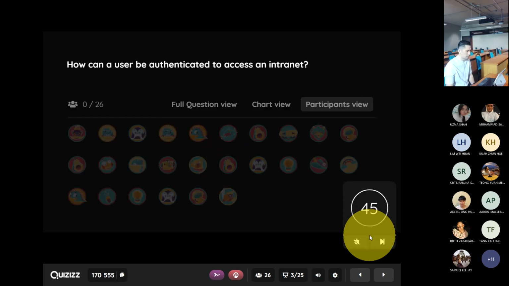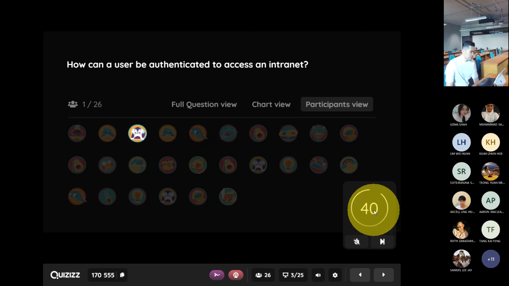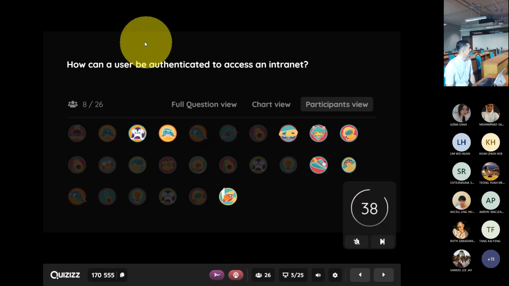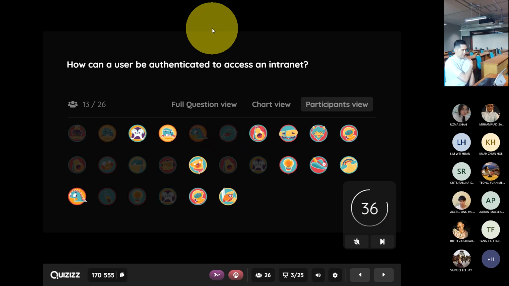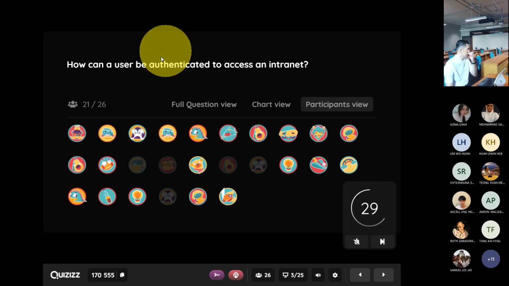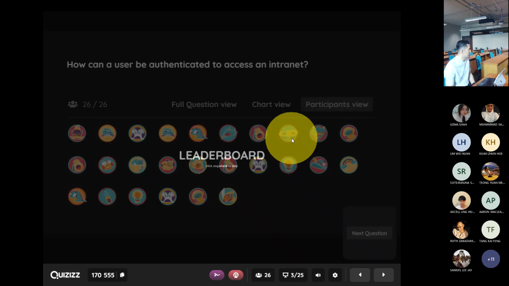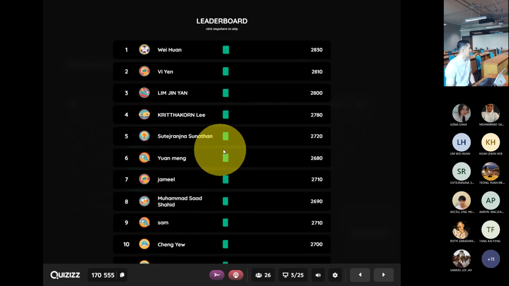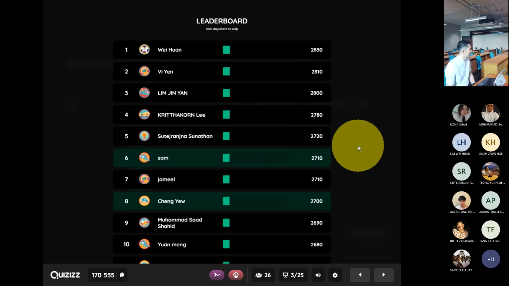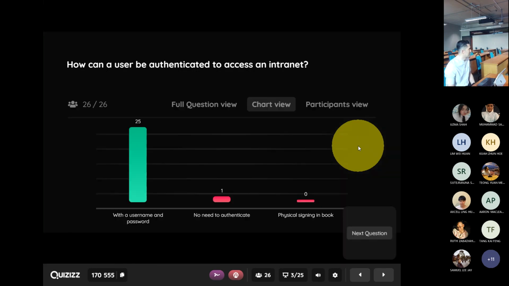Next question. And Sardar says he accidentally selected it. Okay. How can a user be authenticated to access an intranet? You have access to the university's intranet as well. So how do you access that? Reflect on that and see which one would apply. Again, I think this is quite an obvious answer, with most of you definitely getting it correct. I'm hoping everyone gets this correct. It's a matter of how fast.